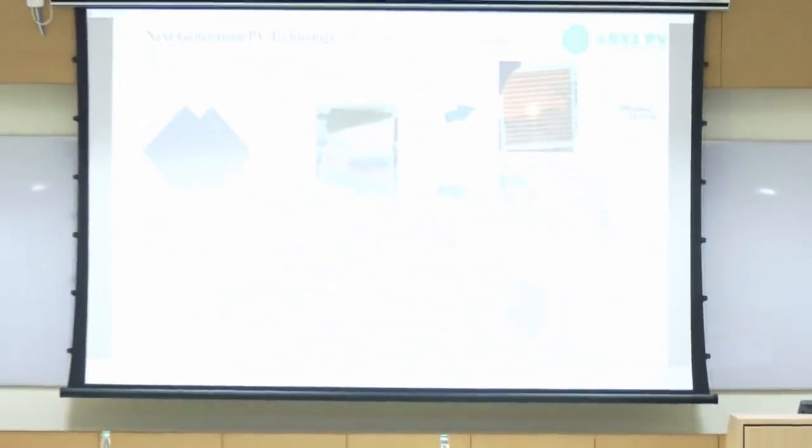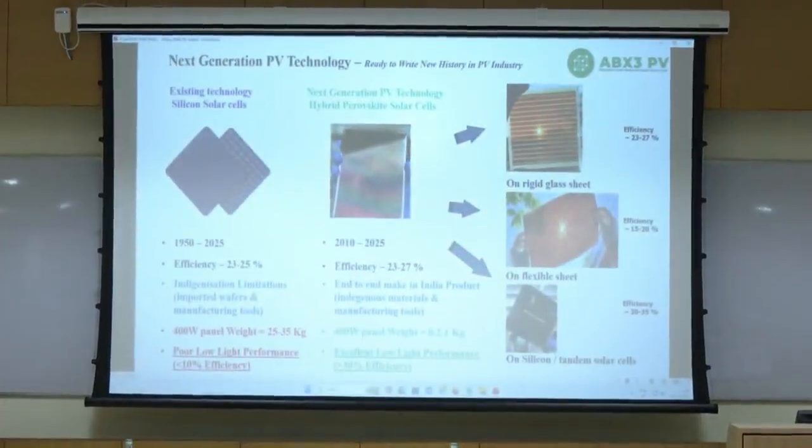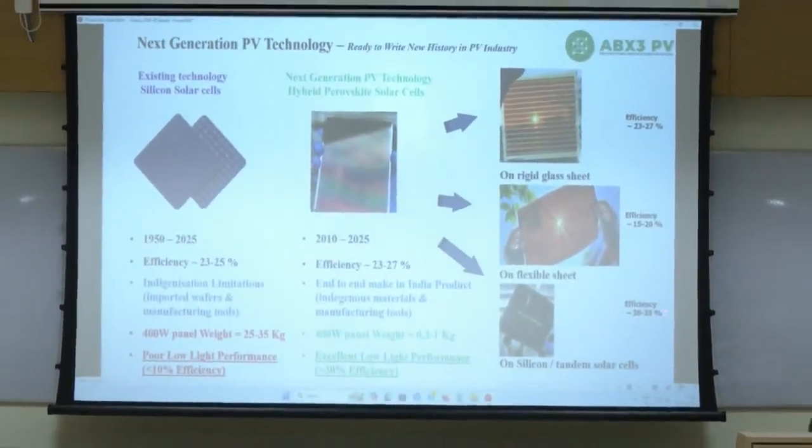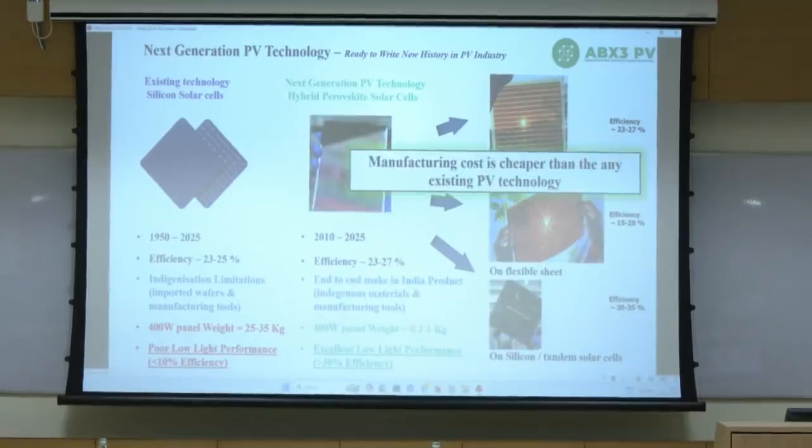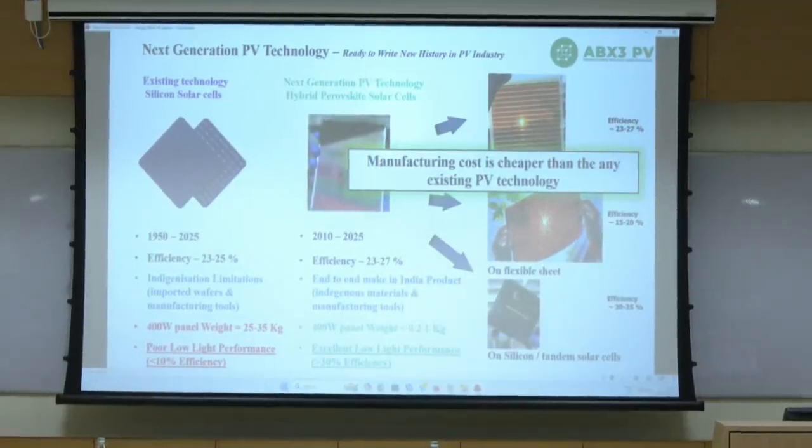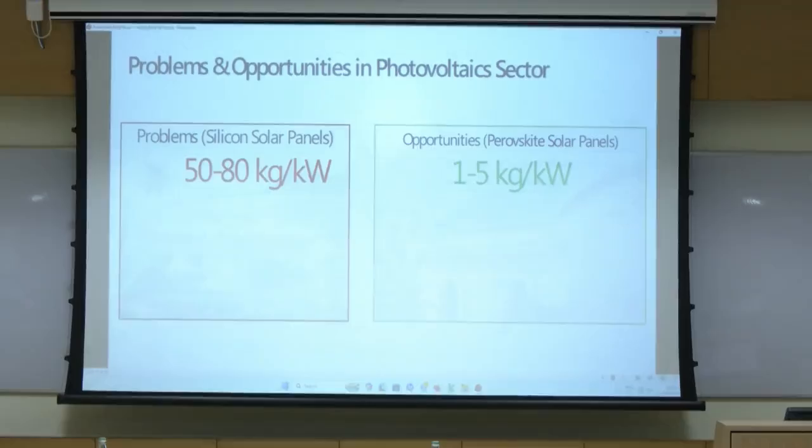What we are doing with this is creating platforms on rigid glass. We can make them on flexible plastic sheets so they can be very lightweight. We can also combine them with silicon. Instead of competing, we can combine the two and win the race as such, so we can get higher efficiencies. And manufacturing is cheaper, as I said, since it's basically ink-based manufacturing.